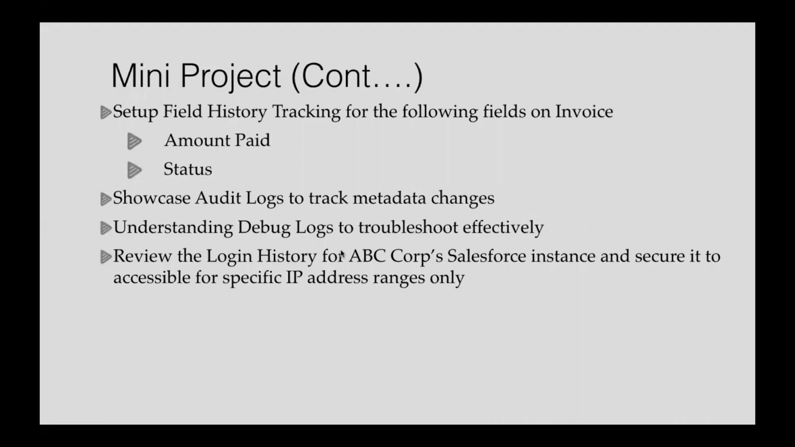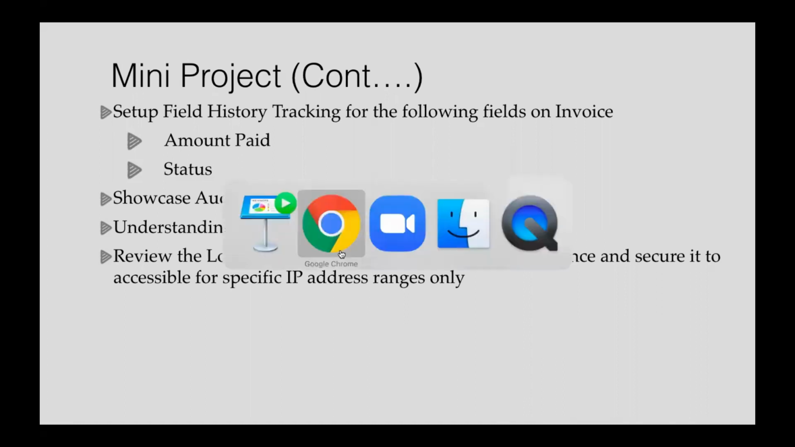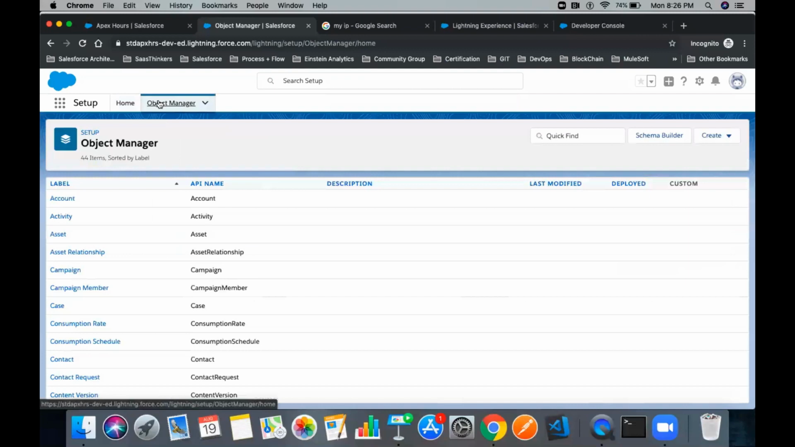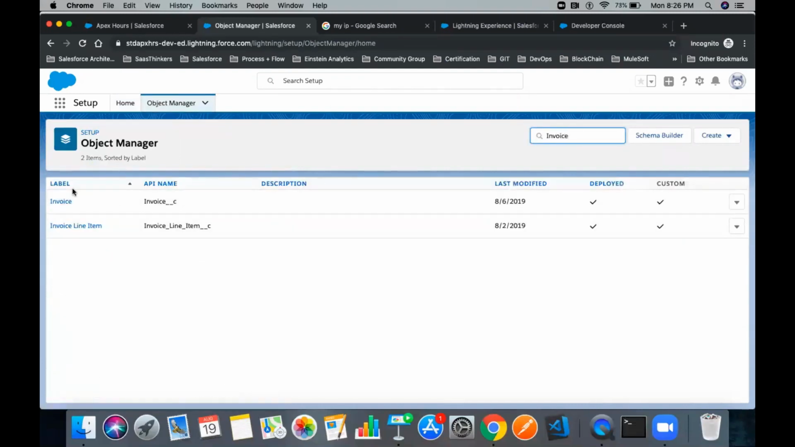So with that, as we know, in each session we are working on our project. Here we have a problem statement: we want to see how much amount has been paid for a particular invoice, and what the previous status was before changing the status for that invoice. So let's enable field history tracking for the invoice object.